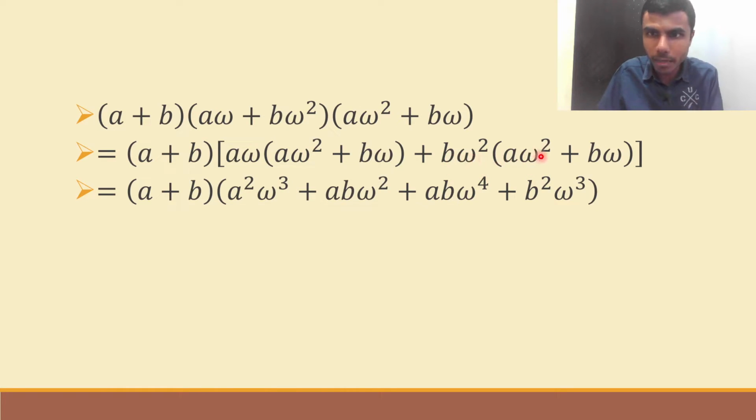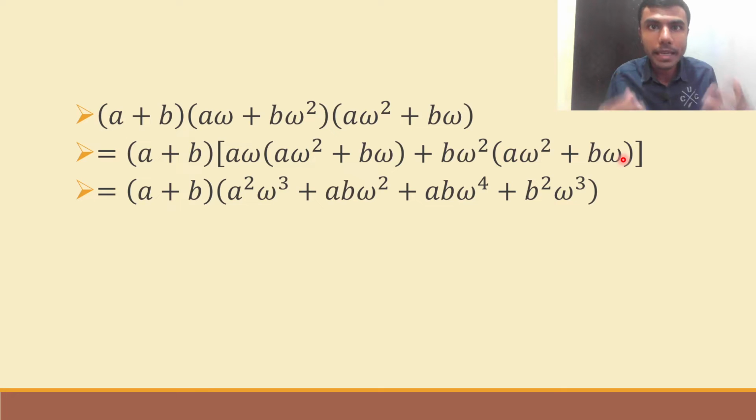Next, b omega square into a omega square. So ab omega power 4, because omega square and omega square, omega power 2 plus 2, which is omega power 4. Next, b omega square into b omega. So b square omega cube, because omega power 2, omega power 1, so omega power 2 plus 1, which is omega power 3.